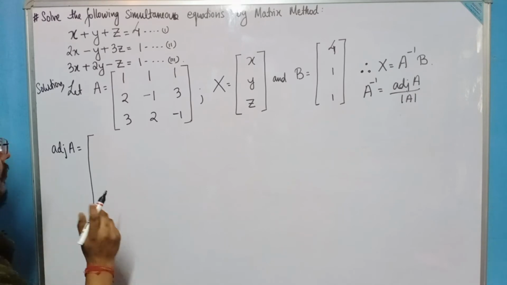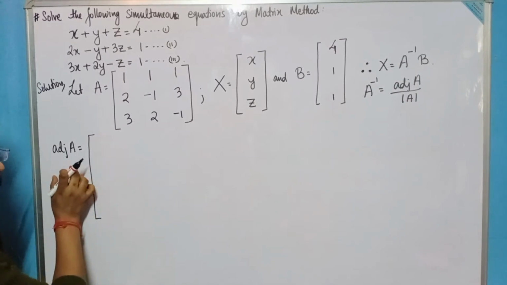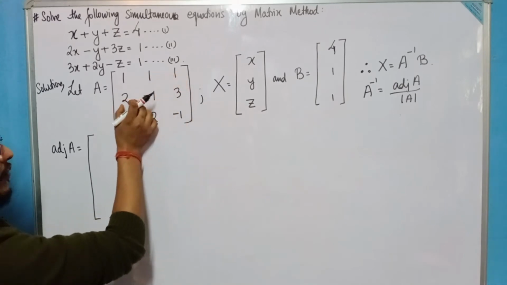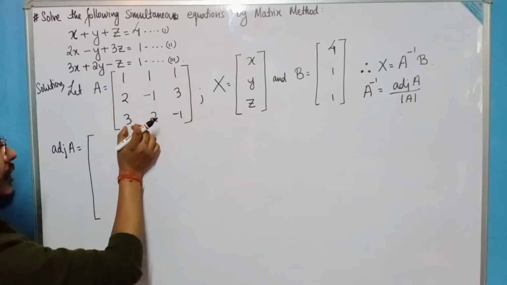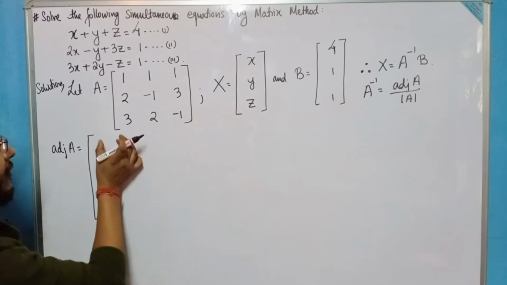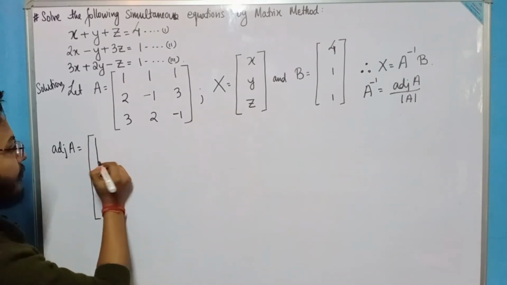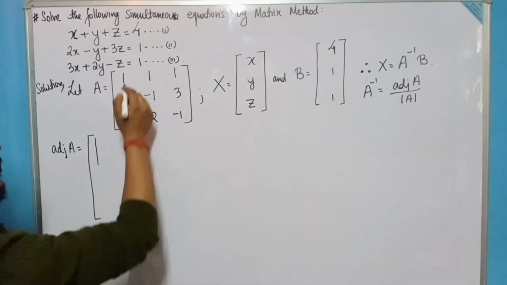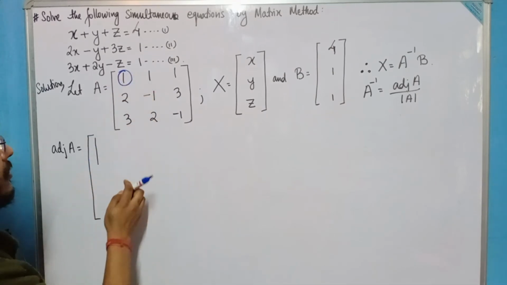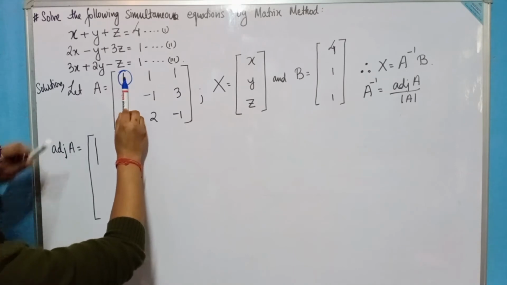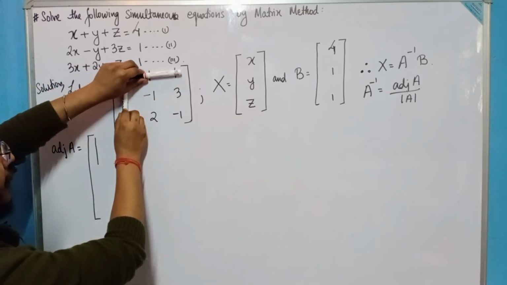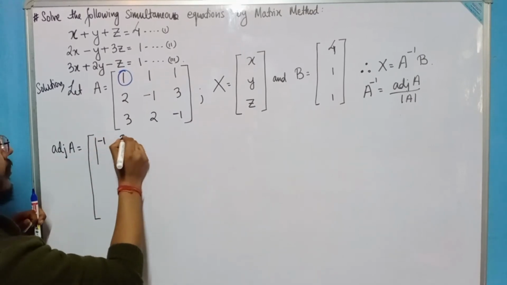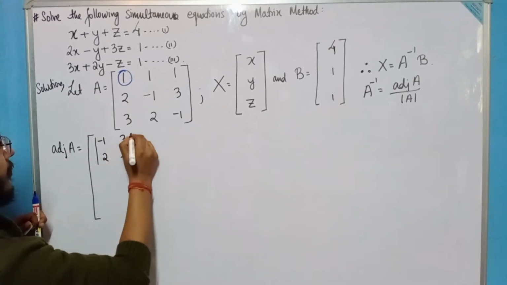So see, what happens is that adjoint of A is, you just have to write the cofactor of 1, cofactor of 1, cofactor of 1, cofactor of 2, cofactor of minus 1, cofactor of 3, 3, 2, minus 1. Just write the cofactors. As you know, first we'll write the cofactor of 1. Cofactor of 1 means you hide this column and this row. What can you see? This 4. So you'll write that 4. So it's minus 1, 3, 2, minus 1.